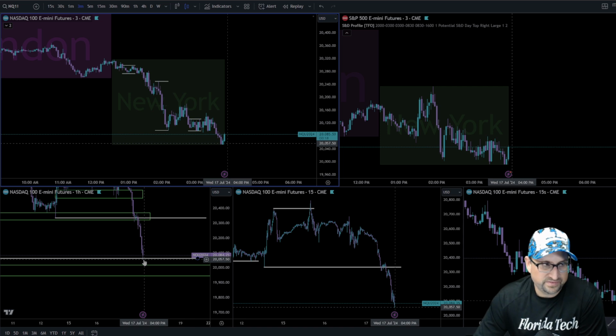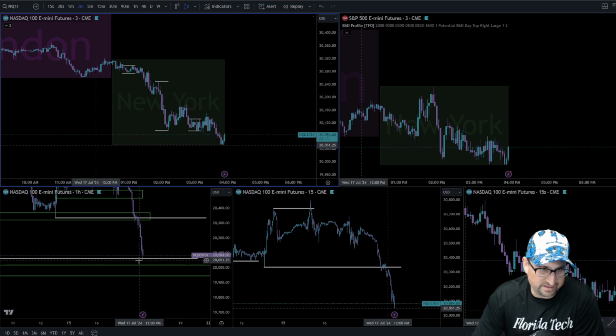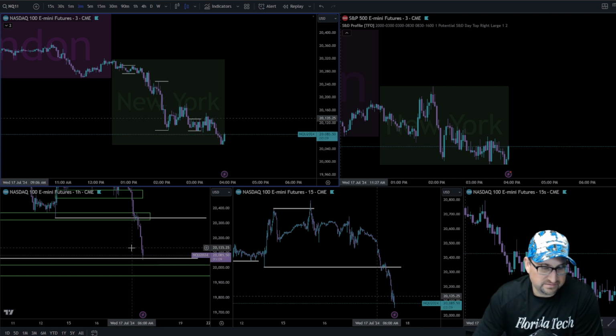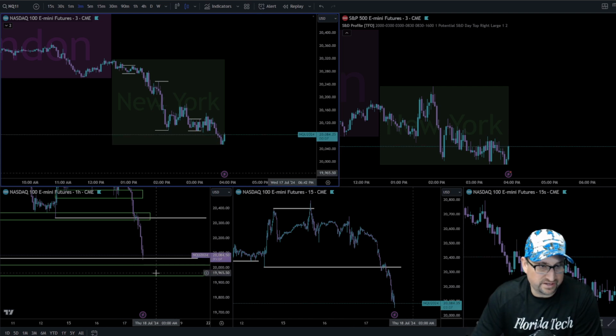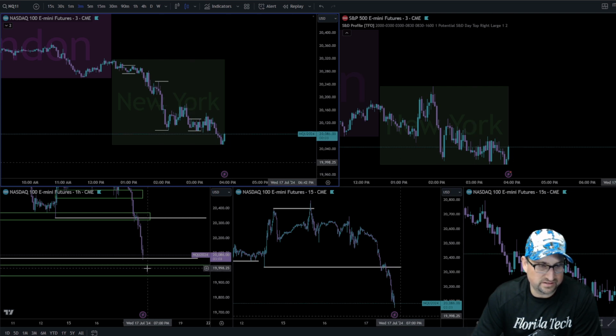Okay. Now, here's the thing I want to say about this point of interest that you're looking at, this white line that we just swept. What I want to say is what's right under it. It's another point of interest. This could be the absolute draw on liquidity. This is an imbalance in the market that it may need to pull back to. All right.